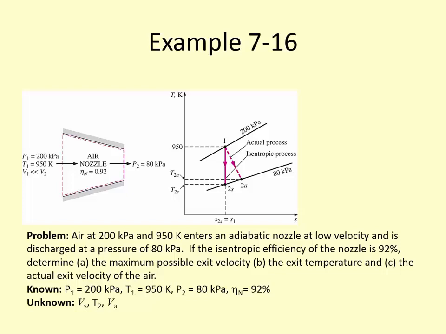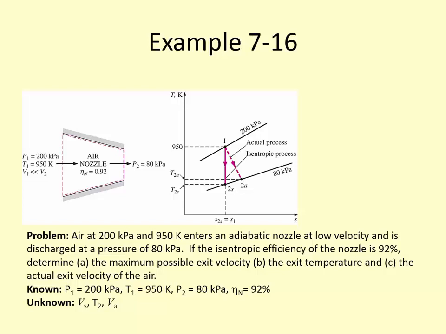So we know the inlet conditions, the pressure and the temperature. We know the outlet pressure, but not the temperature. We do know the isentropic efficiency of the nozzle is 92%. So we want to determine the max possible exit velocity, which would be the isentropic case, and then the exit temperature and exit velocity of the actual air.